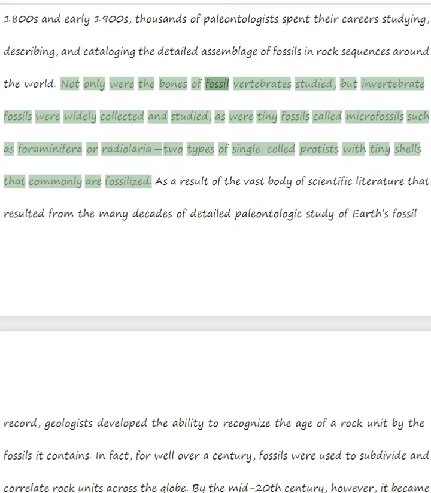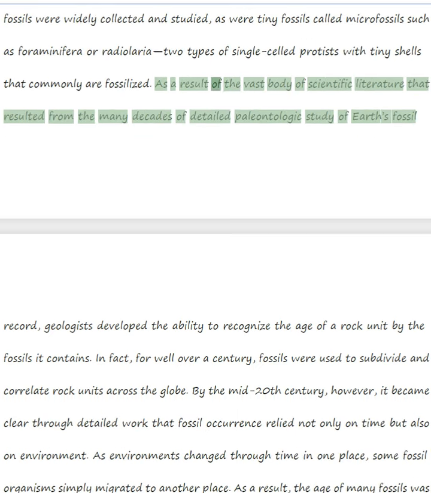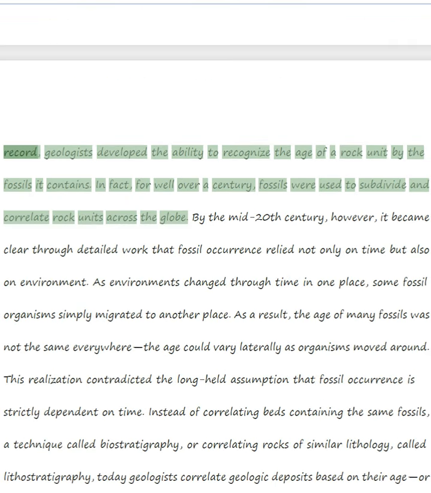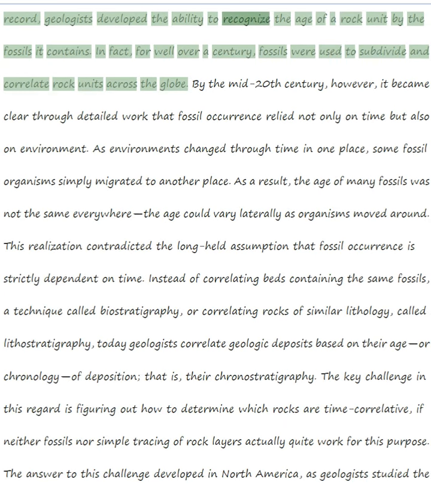Not only were the bones of fossil vertebrates studied, but invertebrate fossils were widely collected and studied, as were tiny fossils called microfossils such as foraminifera or radiolaria, two types of single-celled protists with tiny shells that commonly are fossilized. As a result of the vast body of scientific literature that resulted from the many decades of detailed paleontologic study of Earth's fossil record, geologists developed the ability to recognize the age of a rock unit by the fossils it contains. In fact, for well over a century, fossils were used to subdivide and correlate rock units across the globe.